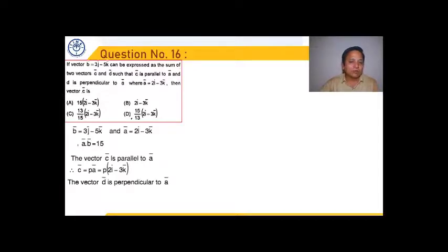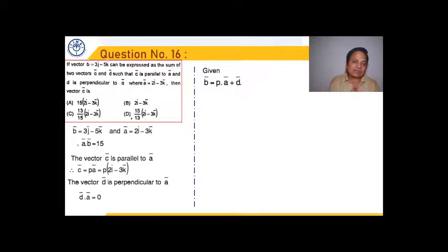And D is perpendicular to A. If two vectors are perpendicular, we can simply say their dot product is 0, because D dot A is modulus of D multiplied by modulus of A into cos theta, where theta is the angle between them, and if it is a right angle of 90 degrees, cos 90 is 0. And given vector B can be expressed as the sum of vectors C and D. C vector we know is of the form P into A vector, as it's parallel to A vector, plus D vector.